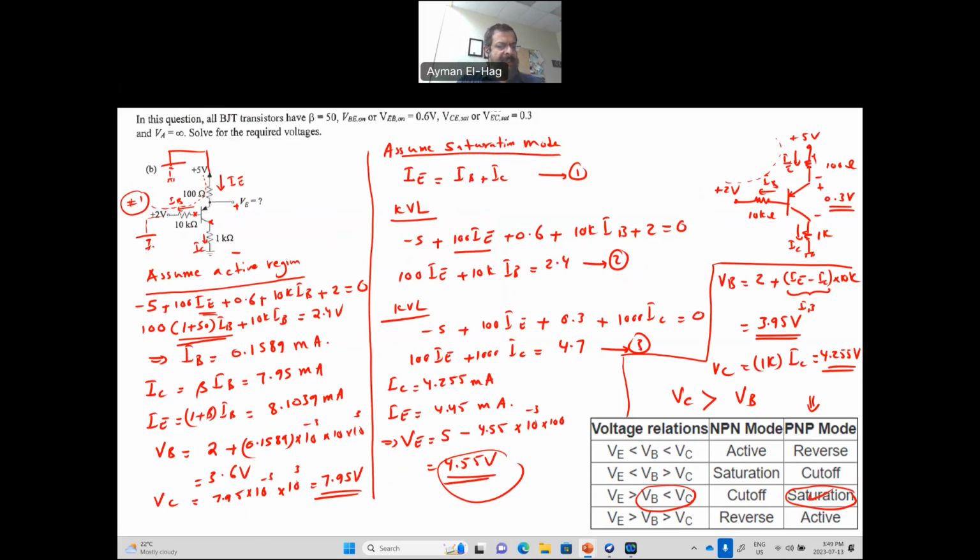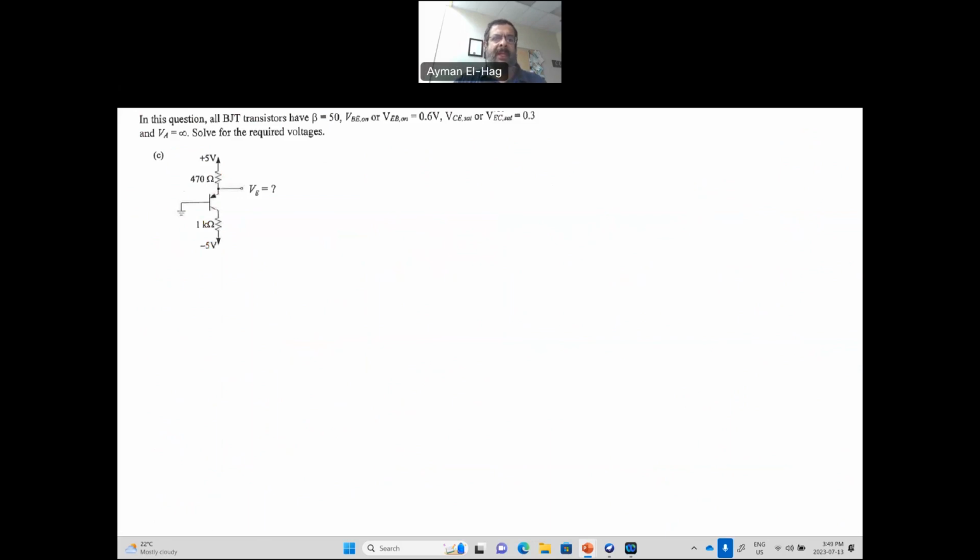The last question, which is an interesting and very tricky question, is this one. We want to find your VE. What is your VE? Here in the base, there is no resistance. There is current, but there is no resistance. The VE is the voltage between here and the ground, so VE is right away equal to 0.6 volt. It doesn't matter if it's in saturation mode or in active mode. It is always equal to 0.6 volt.